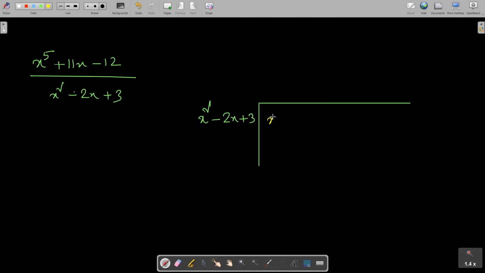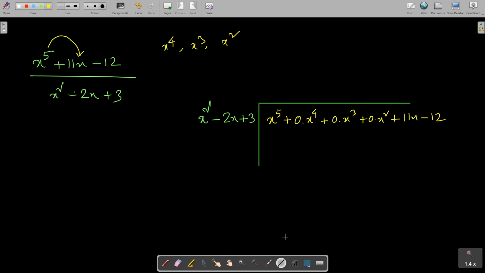now see here what I'm going to do. X to the power 5, see, it's coming from x to the power 5 to x to the power 1. It's missing x to the power 4, x to the power 3, x to the power 2, right? So what I'm going to do is I'll write them. But how can I write them? I can write 0 into x to the power 4, or I can write 0 into x to the power 3 plus 0 into x to the power 2. Then we'll continue 11x minus 12. Why I did this, you'll just understand when we start the question.